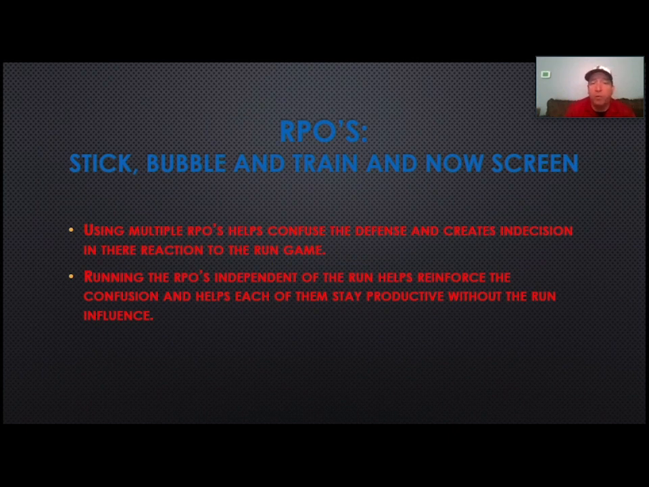We're using the multiple RPOs to help confuse the defense and create indecision in the reaction to the run game. At the same time, we're trying to confuse them in the reaction to each of the RPOs when we're running them separate from the run itself, whether we're running a stick concept in our quick game, a bubble concept in our quick game, or our train or now screen separated from any type of run influence. You know, how those three help each other and protect each other, as far as how the outside linebackers, wall defenders, or safeties react to those individual plays.